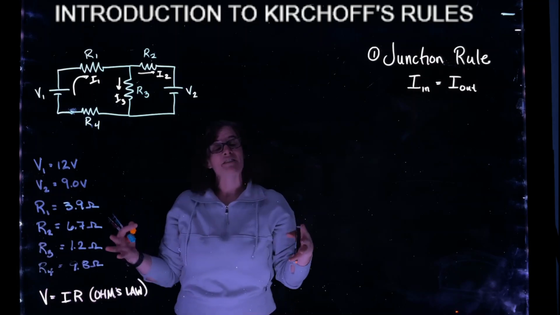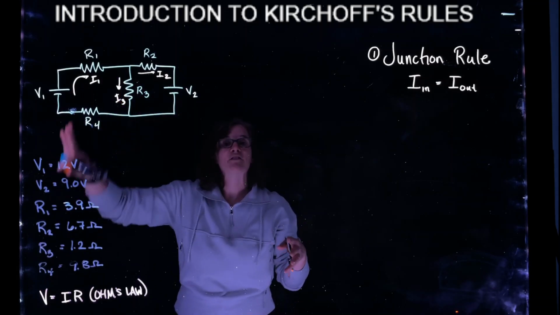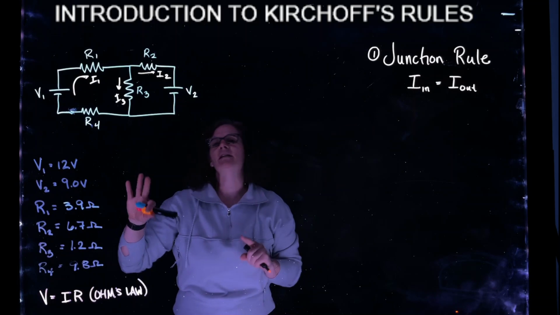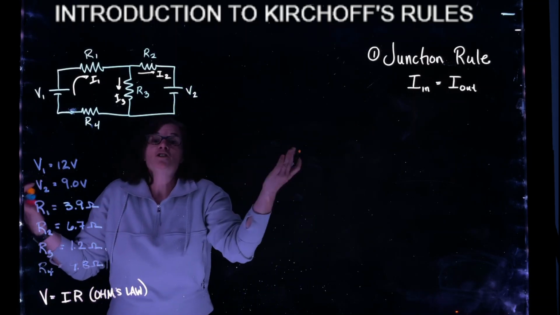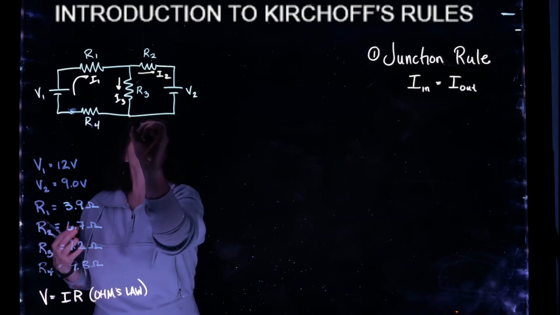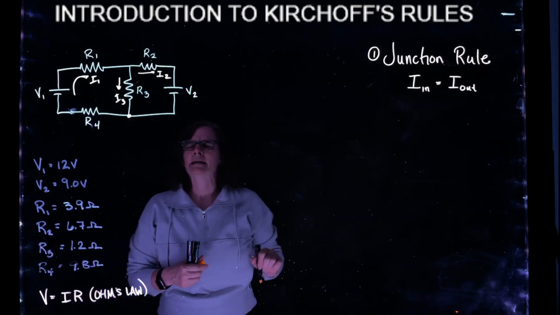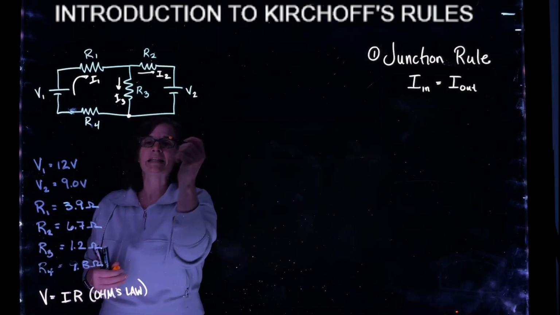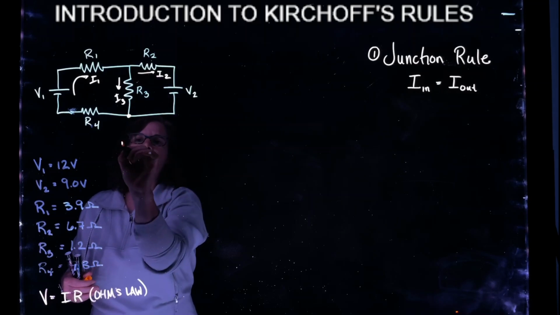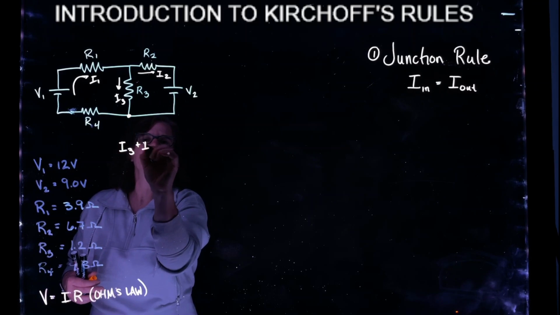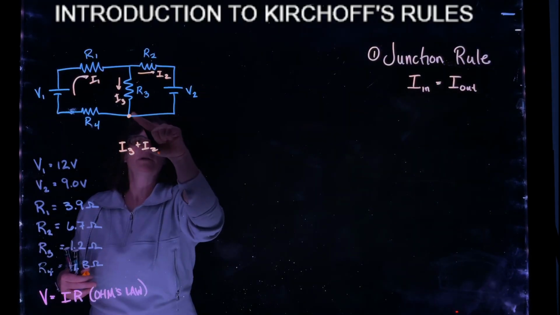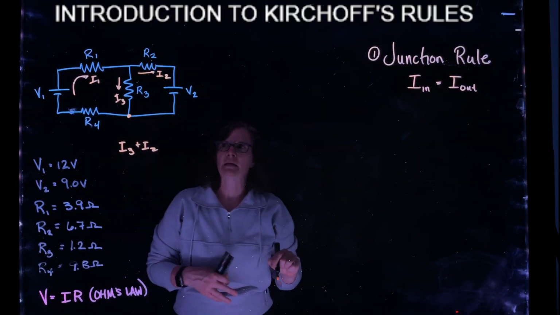So now that I've identified all of the currents in every part of the circuit, I can write my equation for that junction rule. First, what junction am I looking at? Well, let's look at that junction. What are the currents coming into this junction? Well, I have current 3 coming in, and I have current 2 coming in. So current 2 comes around and goes into that junction.